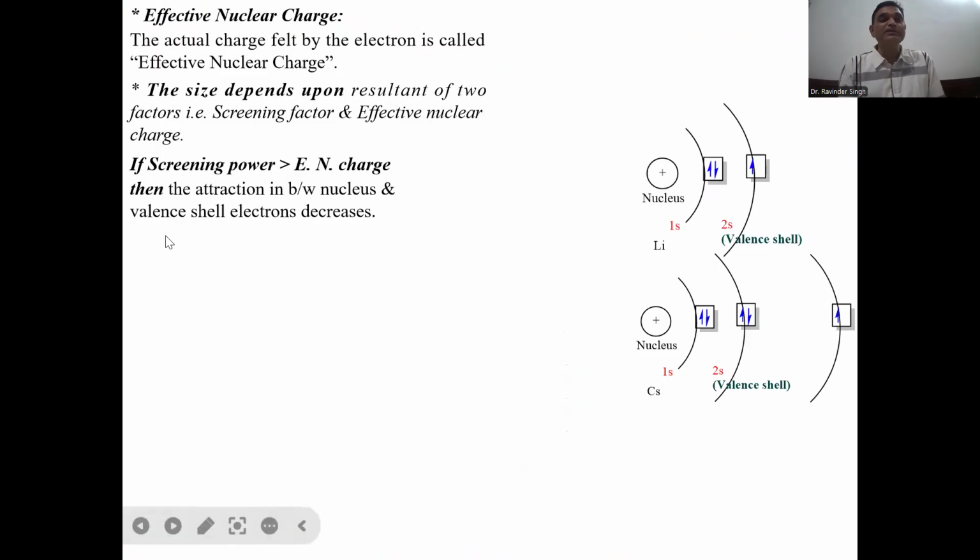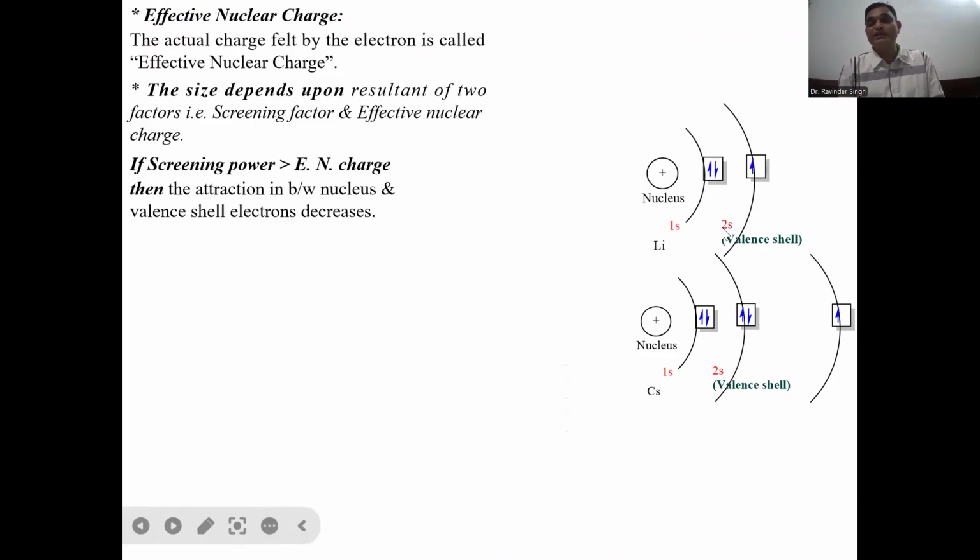The attraction between the nucleus and valence shell electron decreases. As we can see, on moving down the group, for example in group number 1, from lithium to cesium, the electrons are added in the next succeeding shell. So the number of intervening shells goes on increasing on moving down the group.